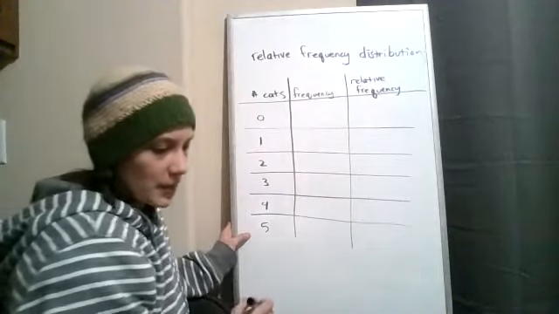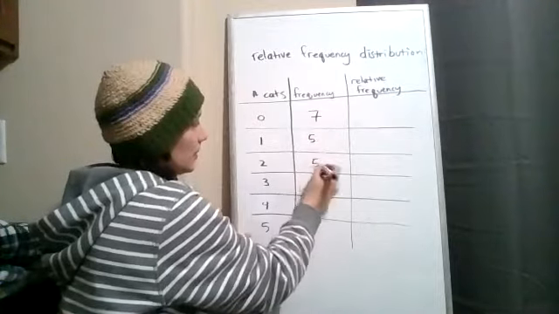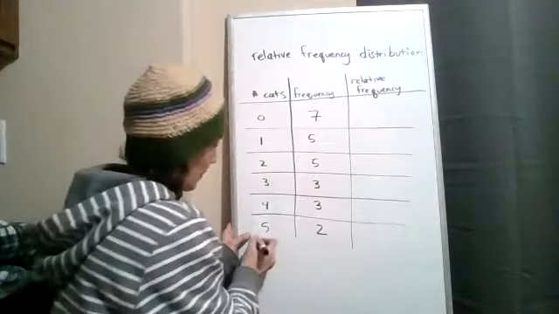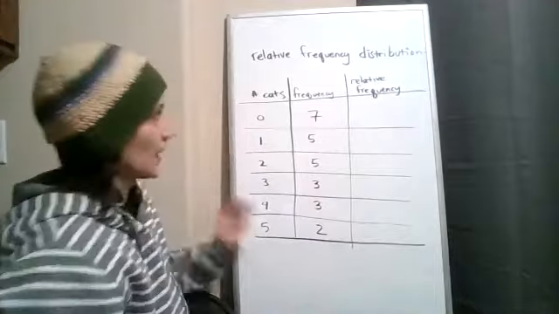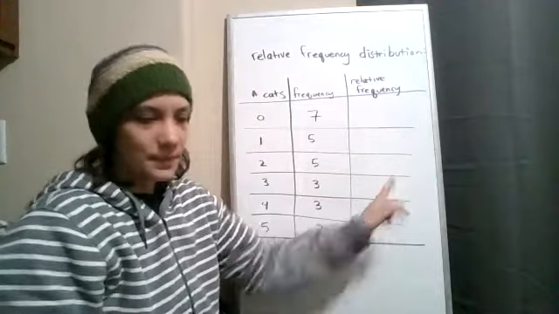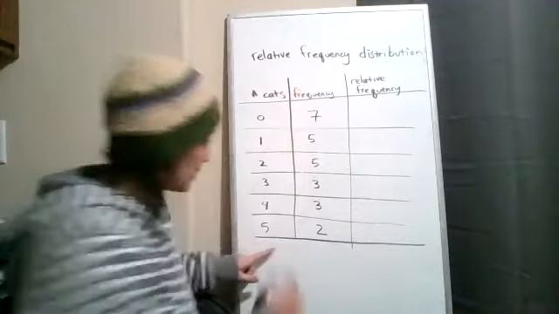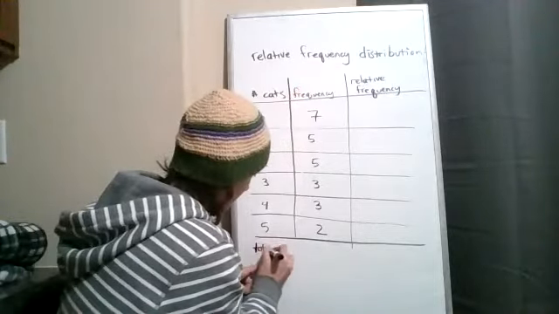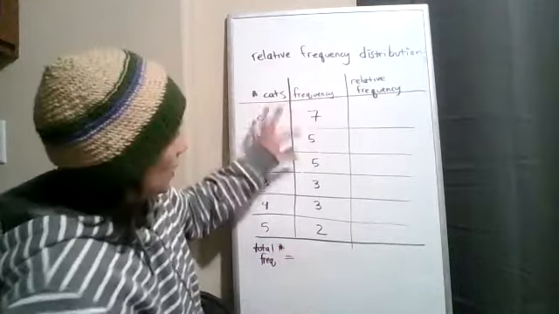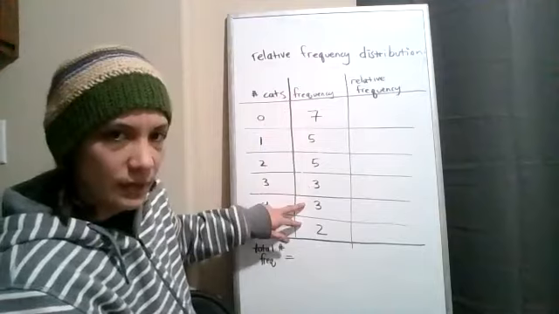It turned out that 7 people had 0 cats, and then 5, 5, 3, 3, 2. It would be up to you to fill in this side or to find one of these values on the side. We get the total by adding up all of the frequencies: 10 plus 7 is 17, 18, 19, 20, 25 total.